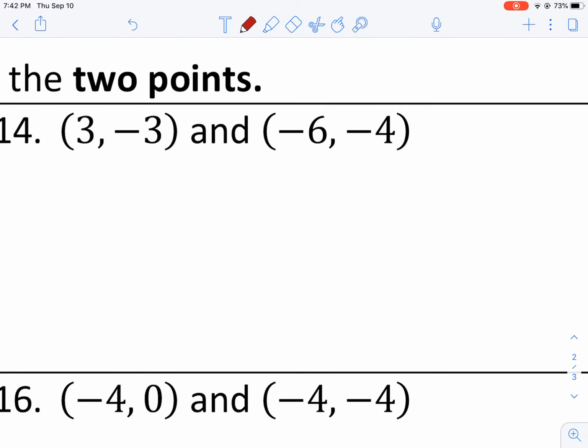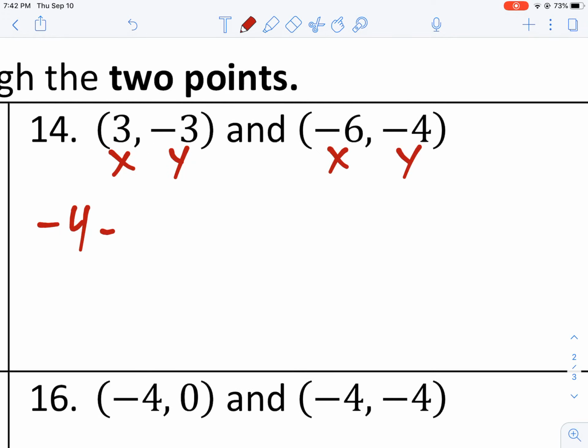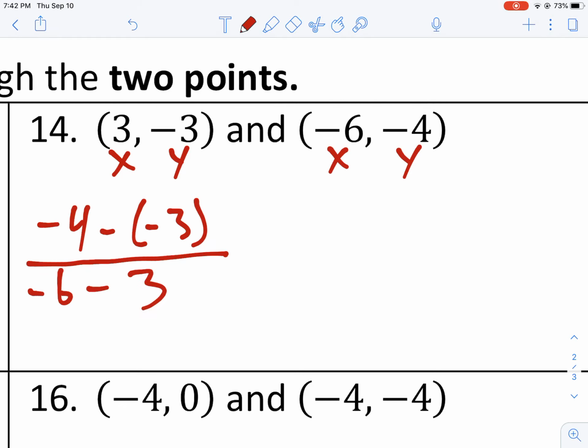Next problem, all right, x, y, x, y. This time our y values are negative 4 and negative 3. So we've got negative 4 minus negative 3. Remember, we were subtracting a negative, right? So we need to have 2 signs there. Then we have negative 6 minus 3.